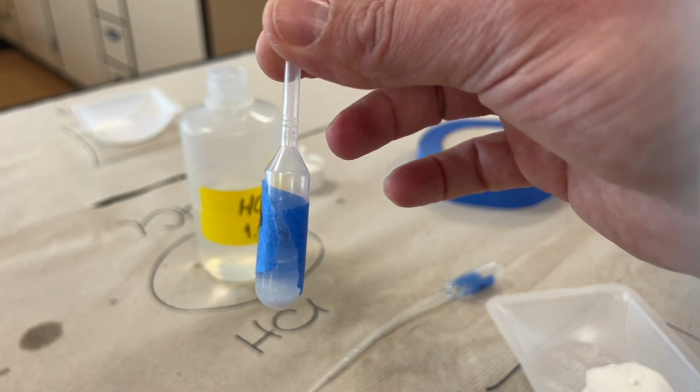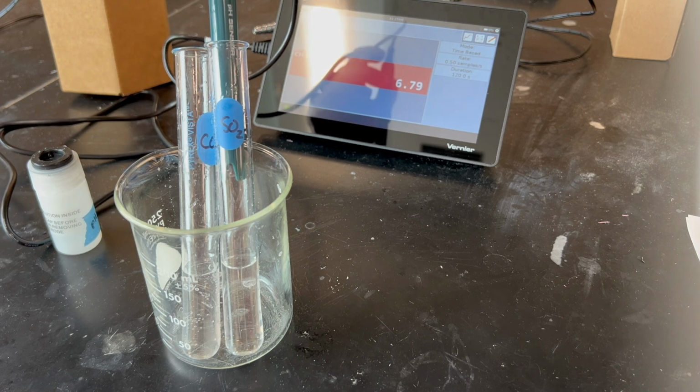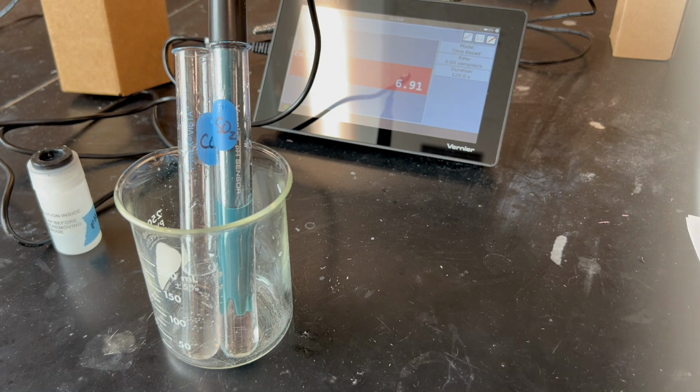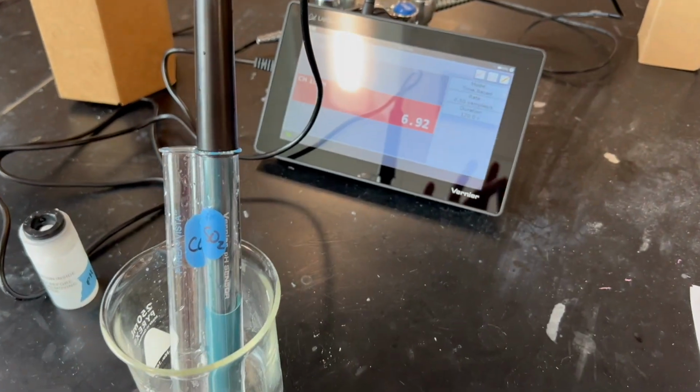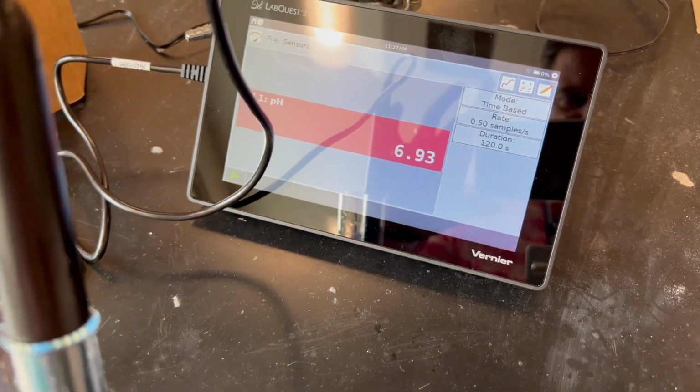Okay, now to test the effect of the gas on the pH of the water, we're going to measure the pH of the water before we add any gas to it. And so we have a pH of 6.93.